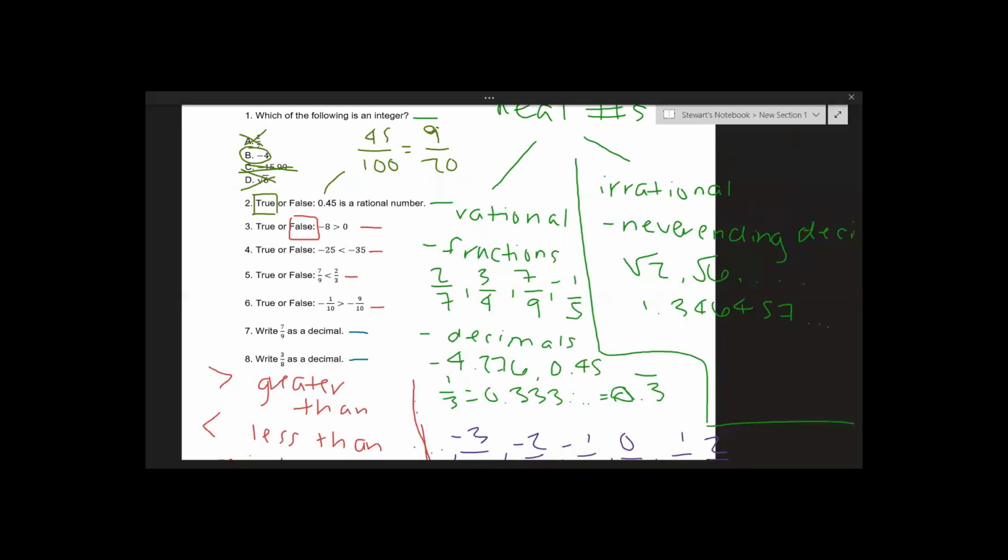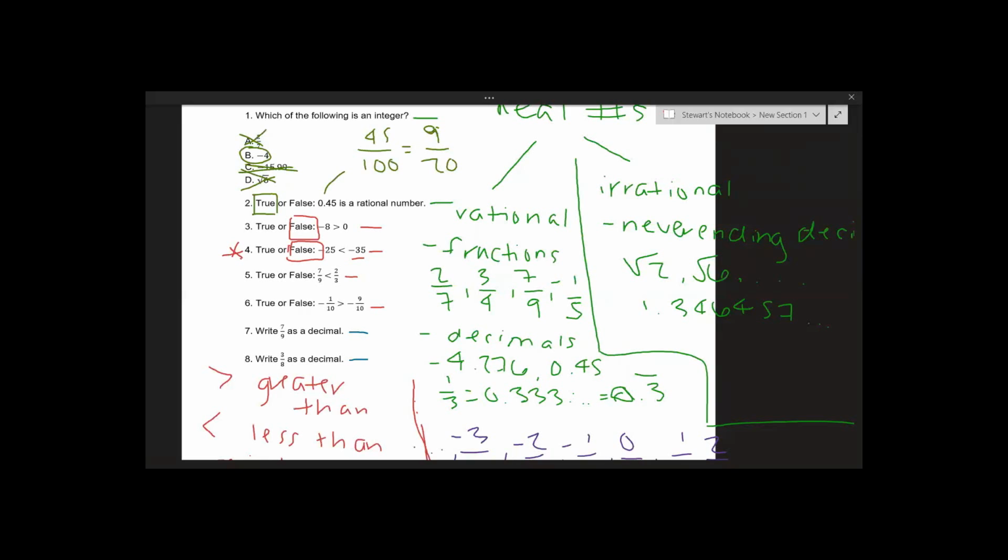Next one, true or false, -25 is less than -35. Okay, so this one is one where you'd want to be careful when you're comparing two negatives, because upon first glance you may think, oh yeah, this is right because 25 is less than 35, but be careful, pay attention to the negatives. Although positive 35 is larger than positive 25, -35 is further away from 0. It comes before -25. It's further away from 0. So -35 is actually smaller. This one is the smaller number, so this would be false.